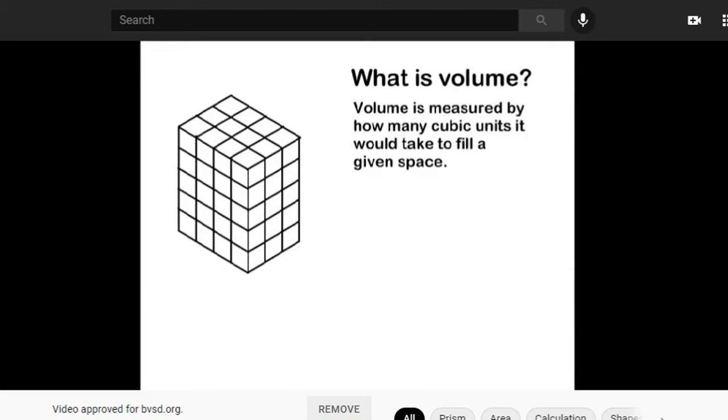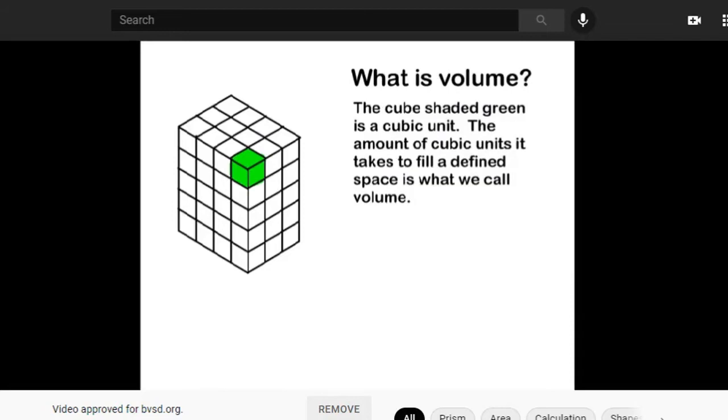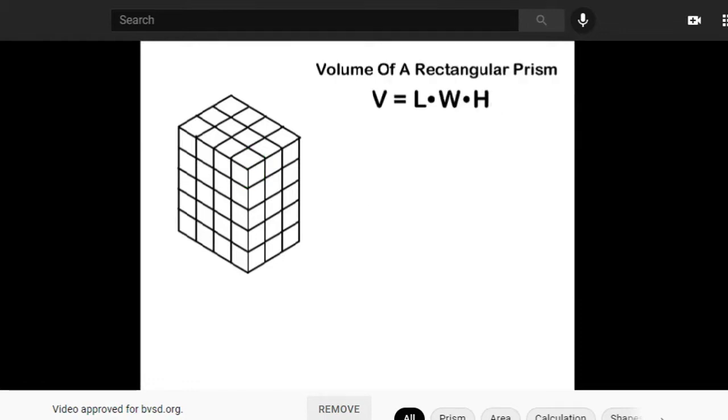by how many cubic units it would take to fill a given space. A cube shaded green is a cubic unit. The amount of cubic units it takes to fill a defined space is what we call volume. The shown geometric solid is a rectangular prism. To find the volume of any rectangular prism, we simply multiply the length times the width times the height.